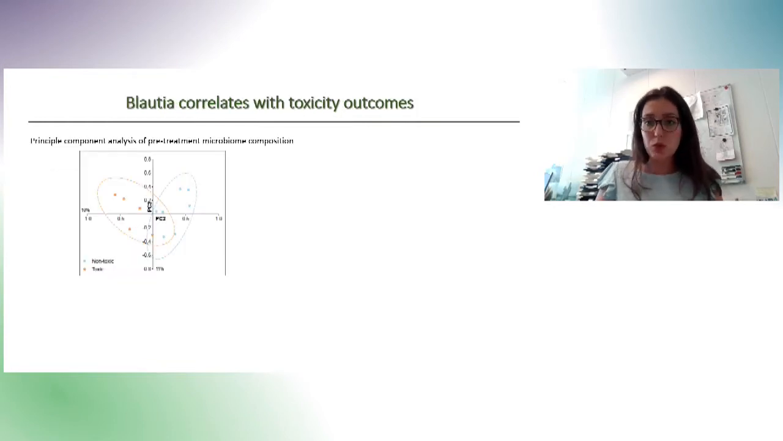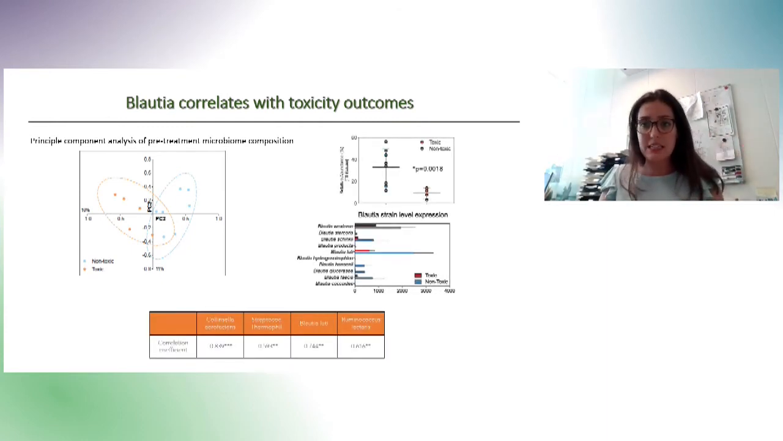And interestingly, what we saw when we analyzed the composition of the gut microbiota and we performed principal component analysis was that these 2 groups were separated. So the microbial profile is distinct. And when we analyzed in more detail, we also observed that the relative abundance of Blautia genus in the non-toxic group is significantly higher when compared to the toxic group.